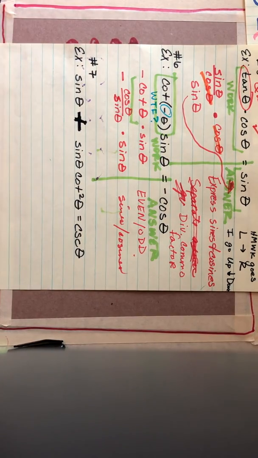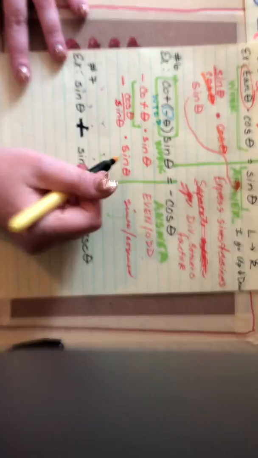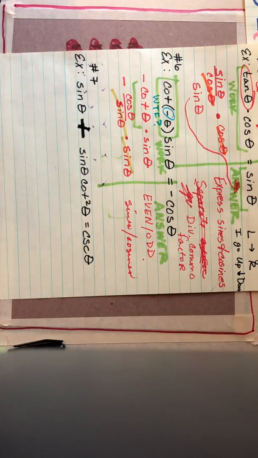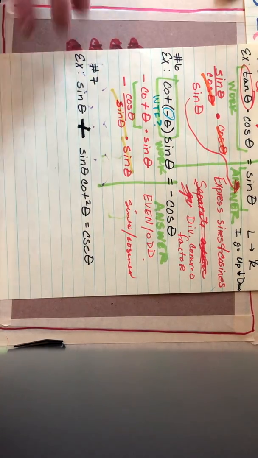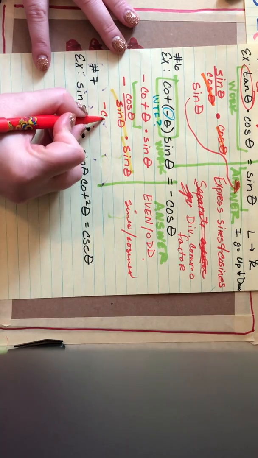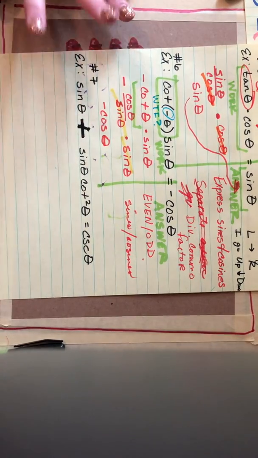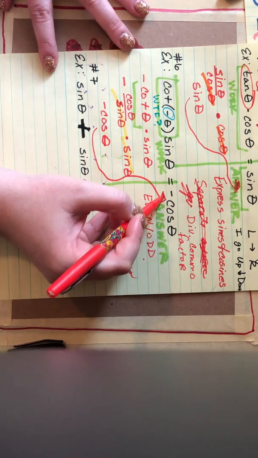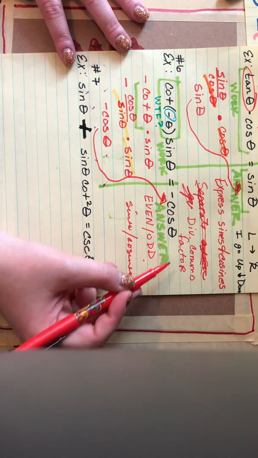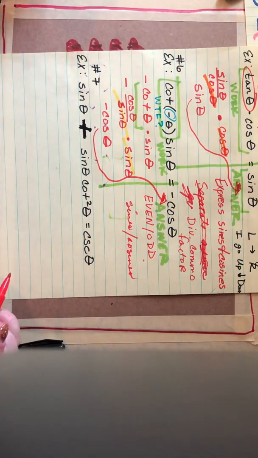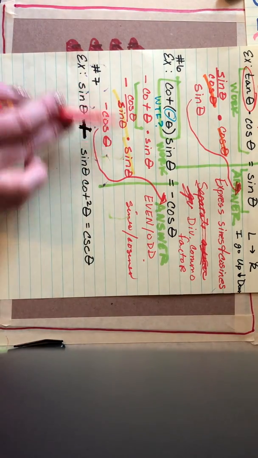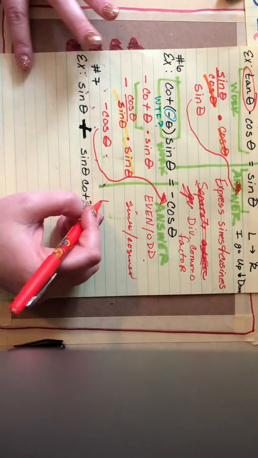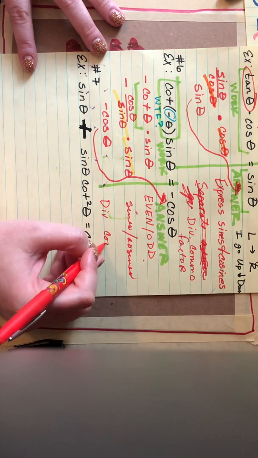Okay, now we're going to do what we did on the last example, where you cancel. And when you cancel, you get negative cosine theta. How do I know whether that's right? The answer's right here. So we did it correctly. And that thing I just did with canceling, remember, that's called divide out the common factor.